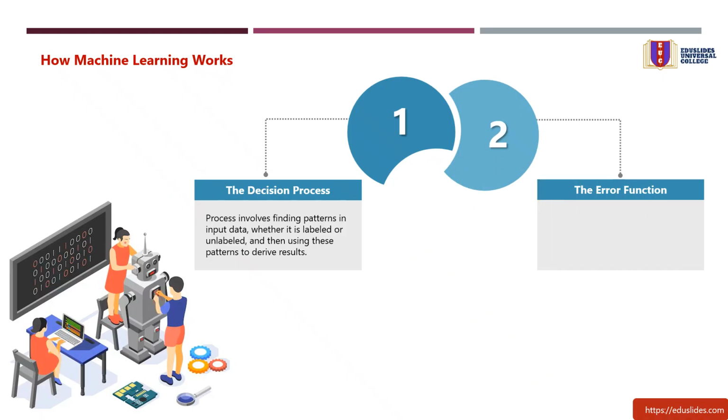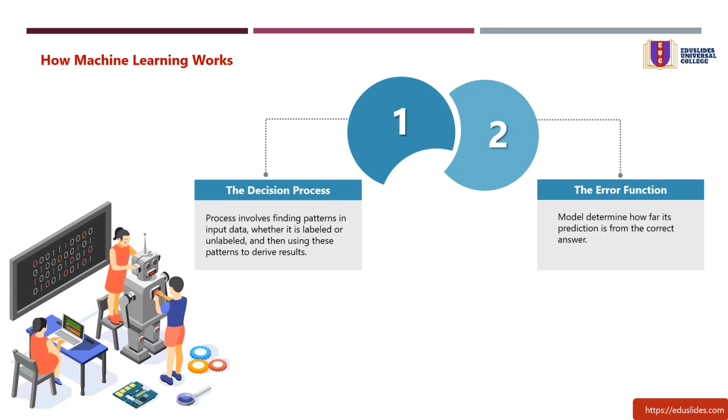Stage 2. The error function. Once a prediction is made, the next step is to compare it with the actual result, also known as the ground truth. The error function, or loss function, helps the model determine how far its prediction is from the correct answer. This step is essential because the model needs feedback to know if it's learning correctly.